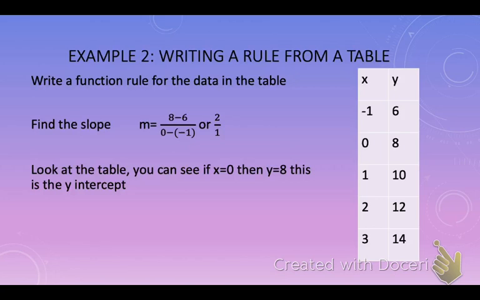So now I can write down my function rule in the form of y equals mx plus b. So y equals 2x plus 8, because my slope was 2 and my y-intercept was 8. So I can find all of that from my table. You would need to show some work to figure out how you got your answers. Again, if you have questions, you're going to write those down on the side of your notebook, and then we can go over those tomorrow during class.